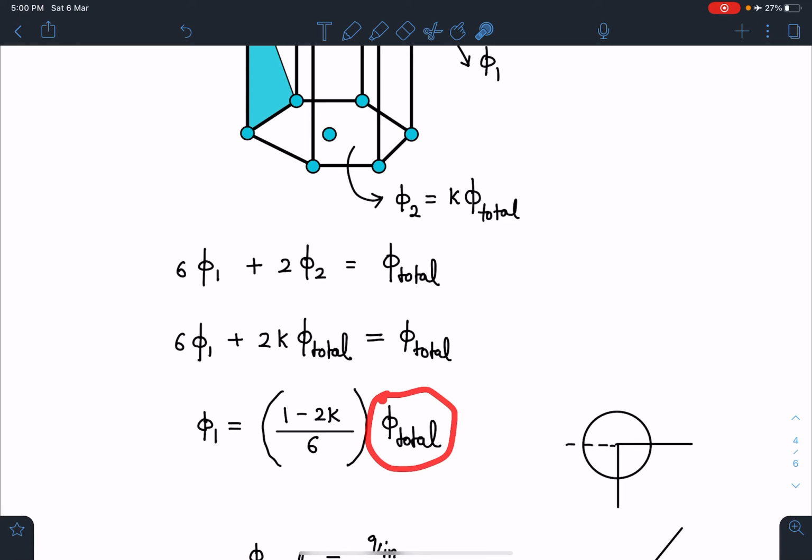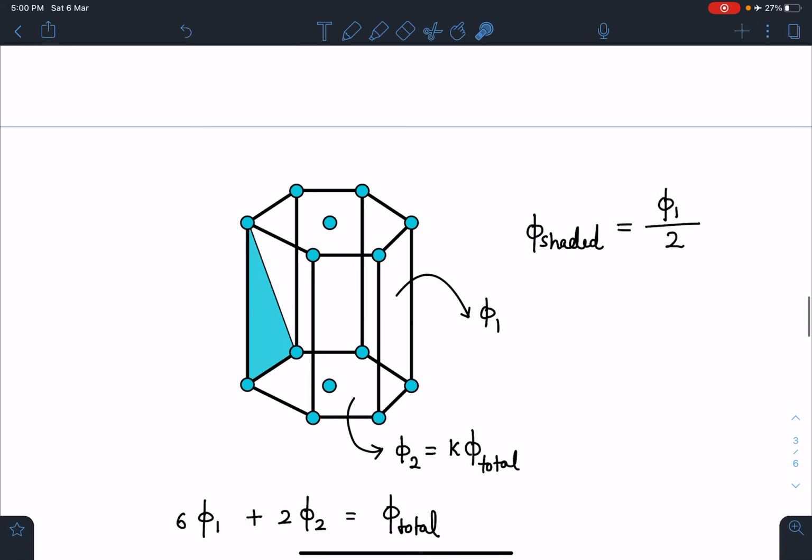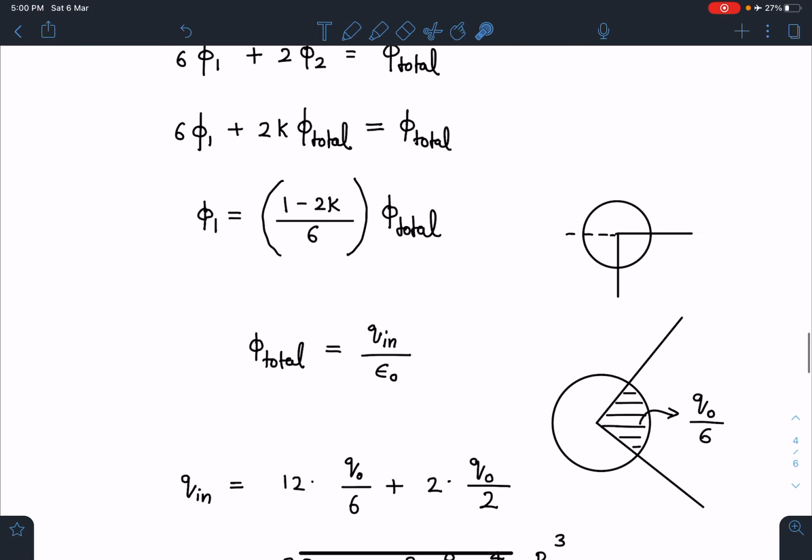So somehow if I calculate this phi total, I am going to get this answer, and from here I can say this shaded flux is going to be half of it. By symmetry I can say if this flux is known to me, then half of this will be passing through this part due to the symmetry. And total flux is q inside by epsilon naught.